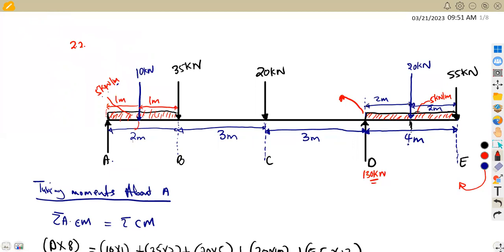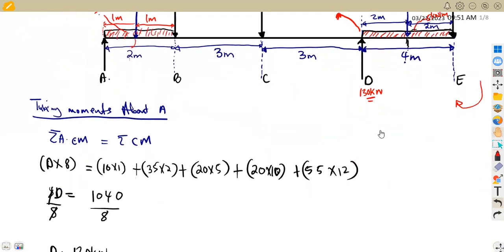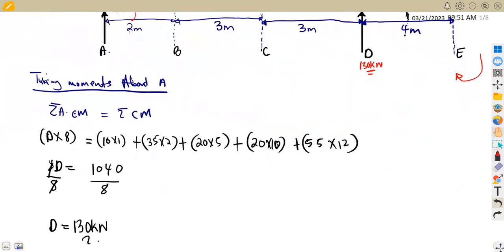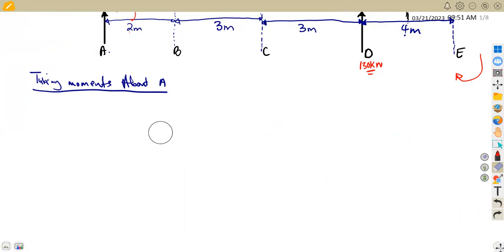All right, so using the same consideration, we are going to focus now from D, taking moments about D so that we can have A. All right, so let me just remove this part so that we can just have our calculations. Okay, I just need to change here. So here I'm going to take moments about D this time.